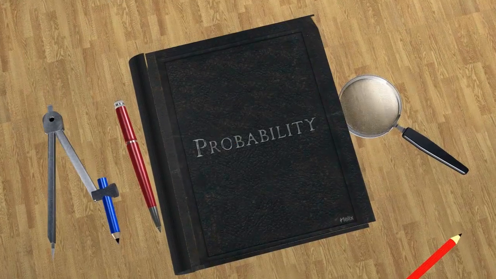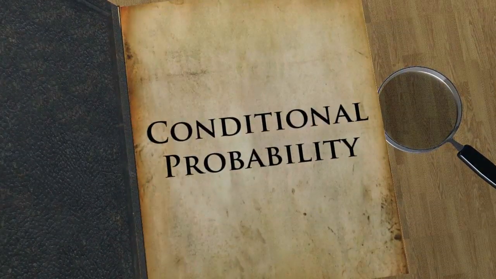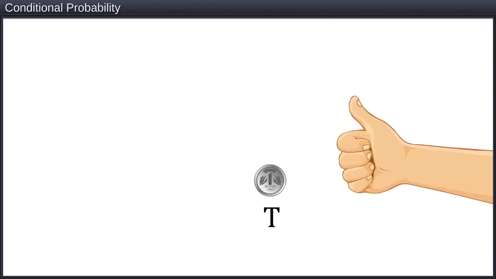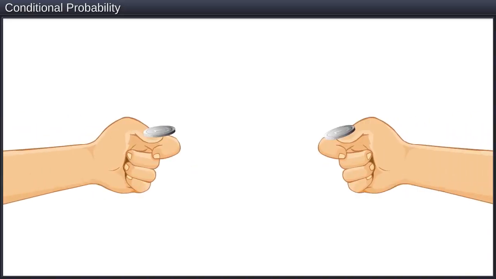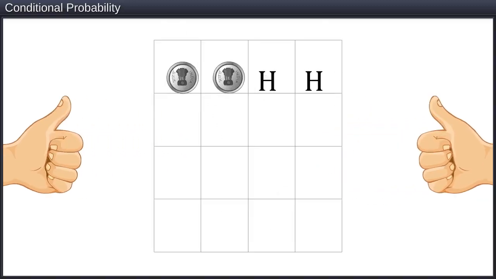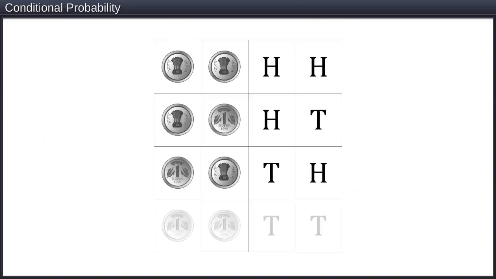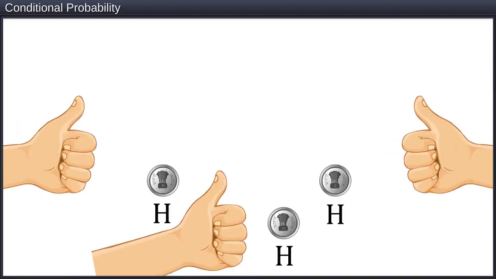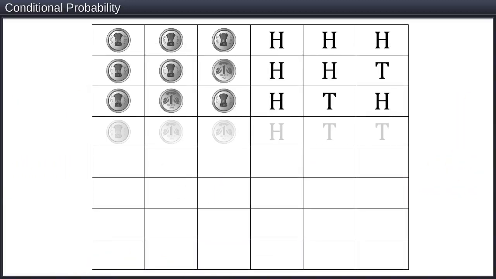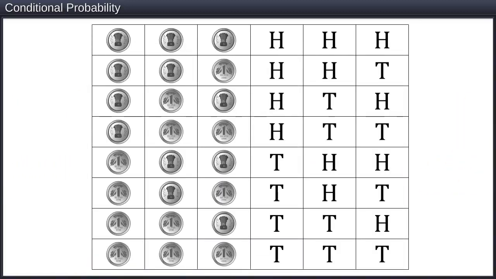In this module, you will learn the definition and properties of conditional probability. When a coin is tossed, the maximum number of possible outcomes is 2. We will get either a head or a tail. When 2 coins are tossed simultaneously, the number of possible outcomes is 4. Similarly, the number of possible outcomes increases to 8 when 3 fair coins are tossed simultaneously.